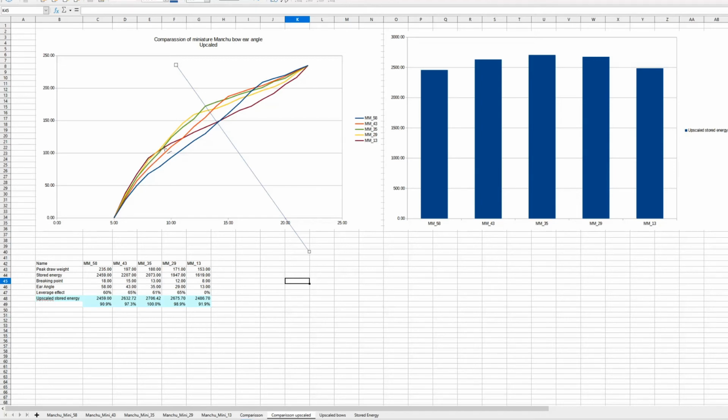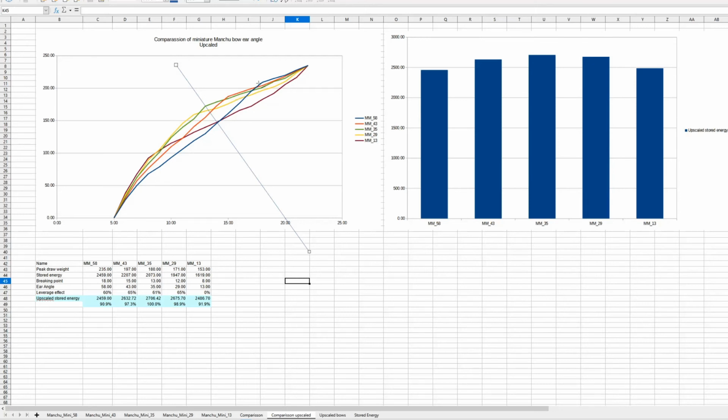And it's the same thing for MM29, the yellow one, and MM43, the red one. They are mirrored across the plane, and the lower one has a little bit more energy because you build up more energy in the beginning and you lose a bit of energy in the end. And you don't want a bow with a breaking point this late.